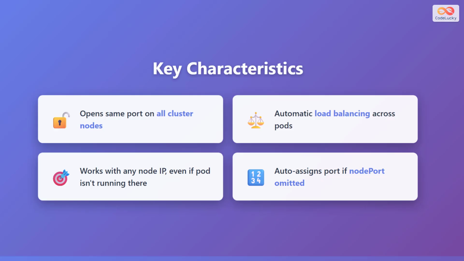NodePort has several important characteristics you should know. First, it opens the same port on all cluster nodes, ensuring consistent access regardless of which node you connect to. Second, it provides automatic load balancing across all pods that match the service selector, distributing traffic evenly. Third, it works with any node IP address, even if the specific pod isn't running on that node, thanks to Kubernetes internal routing. Fourth, if you omit the node port field in your configuration, Kubernetes will automatically assign an available port from the valid range.